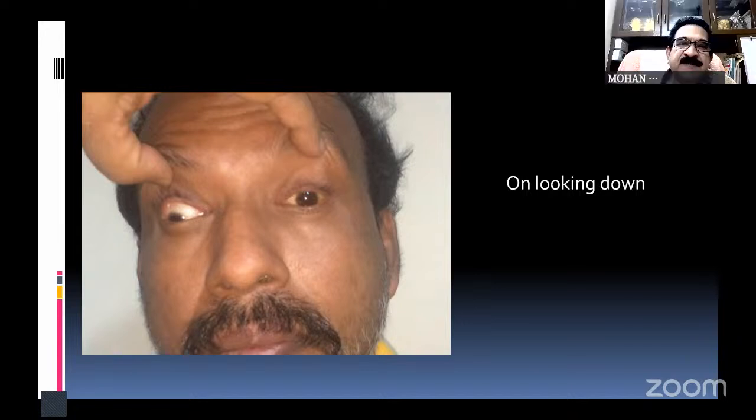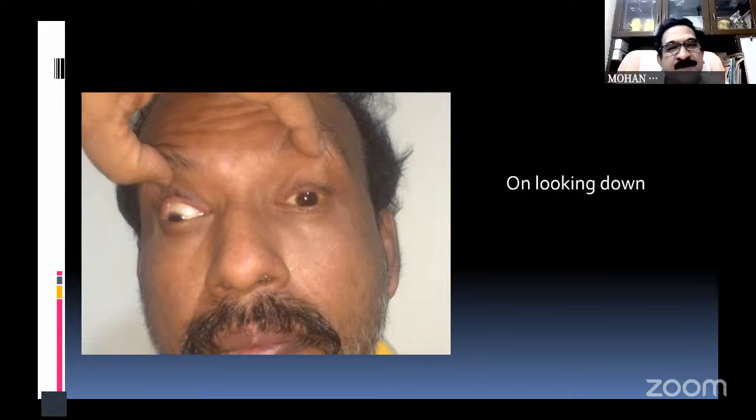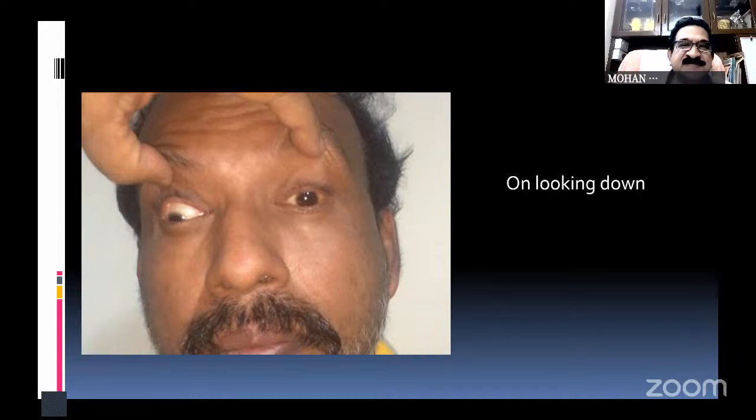Either the left superior oblique, correct. The superior oblique or the inferior rectus may not be working. Right. So maybe the inferior rectus is at fault or the superior oblique is at fault. Right. Perfect. Now I'll show this picture also.